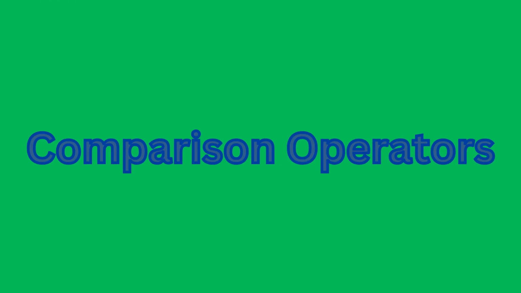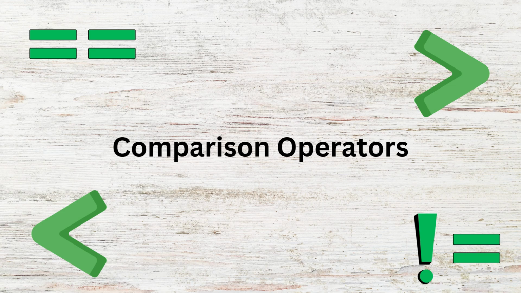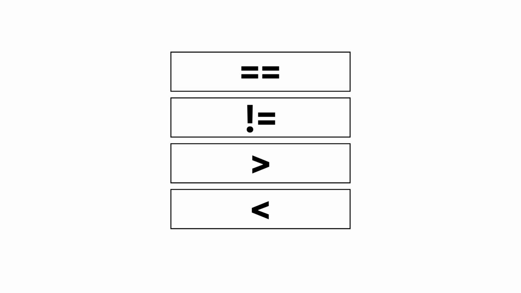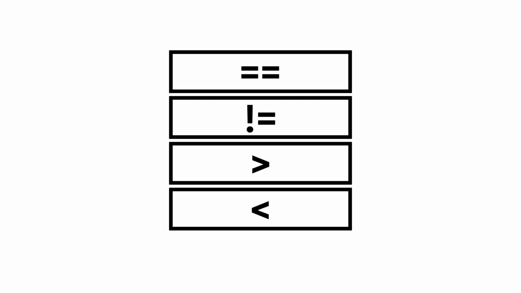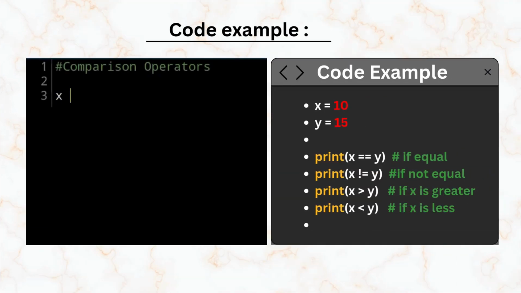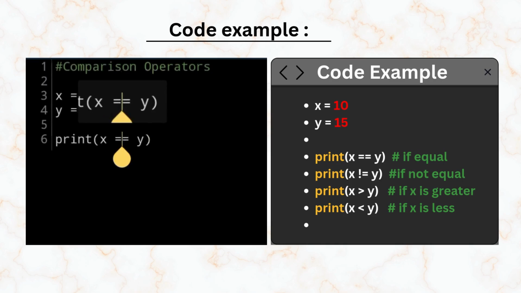Next, let's discuss comparison operators. These are used to compare two values and return a Boolean result, true or false. We have equals for equality, not equals for not equal, greater than, less than, and greater or equal, etc. Let's write some code to understand how they work. These operators are often used in if statements and loops to make decisions based on conditions.